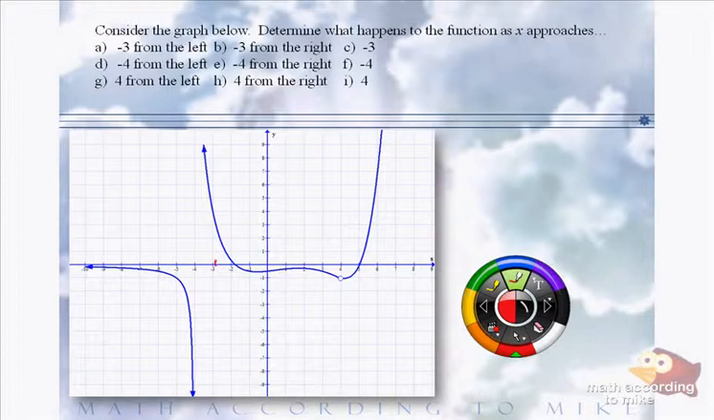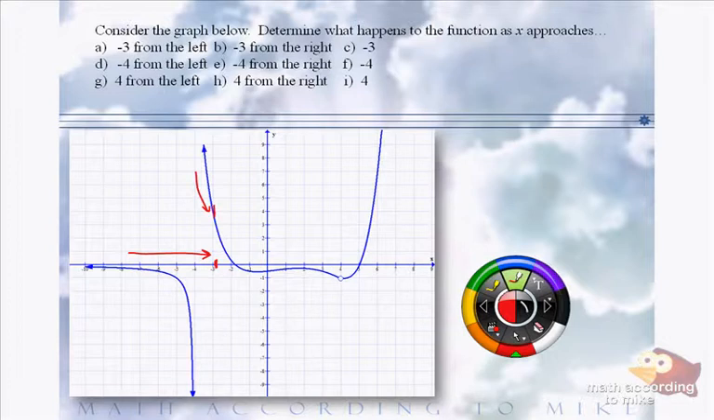So here's -3 on the x-axis. Apparently it's off a little bit, but that's okay. So from the left of -3 means you're coming from this direction here. So you're asking yourself, what is the graph doing as x gets closer to -3? Well, notice this portion here, I can't really draw on it, is to the left of -3. So these are the x values to the left of -3. This is the corresponding portion of the graph that's to the left of -3.